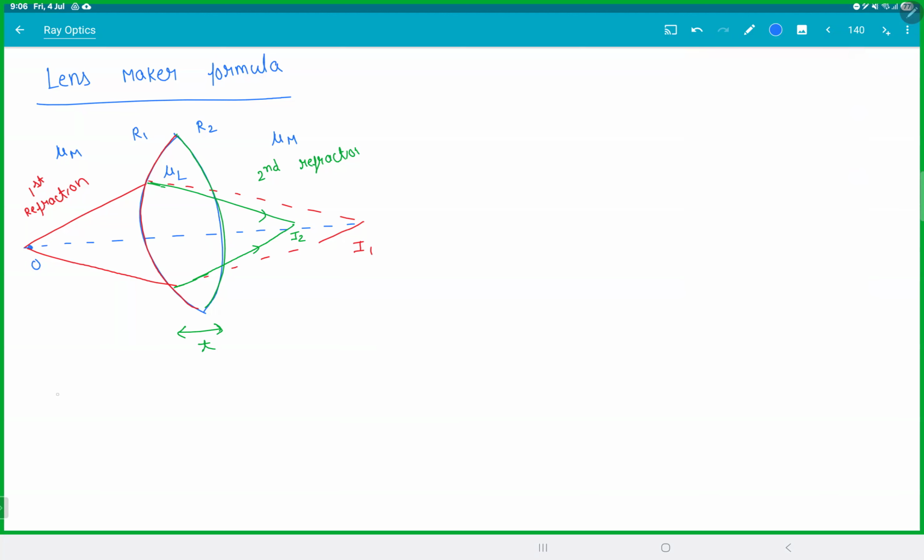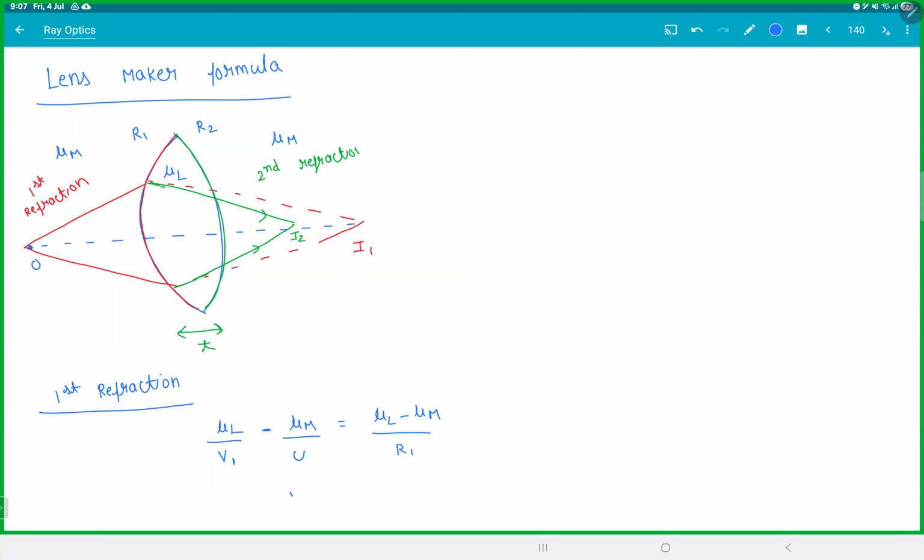So when you apply the formula for the first refraction, again, like I said, we will take R1, R2 as they are. The signs we will take care of later on. Mu lens by V dash, let's call it V1, minus mu medium by U is equal to mu lens minus mu medium by R1. So U, R1, R2, all will be taken with signs.